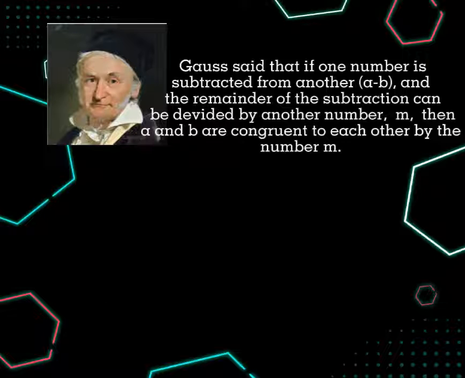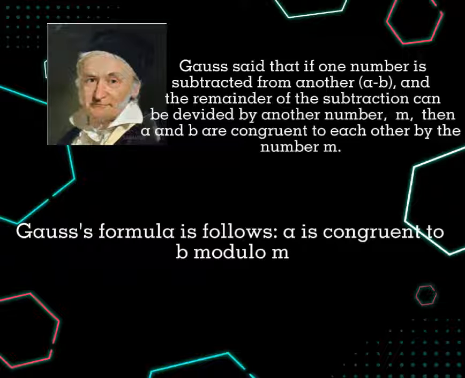Gauss said that if one number is subtracted from another, a minus b, and the remainder of the subtraction can be divided by another number, m, then a and b are congruent to each other by the number m. Gauss' formula is as follows: a is congruent to b modulo m.